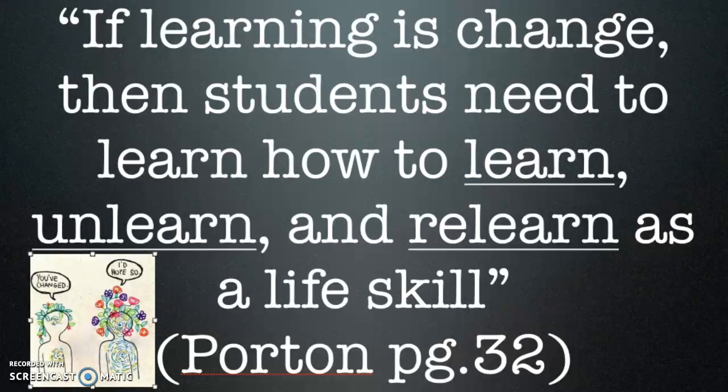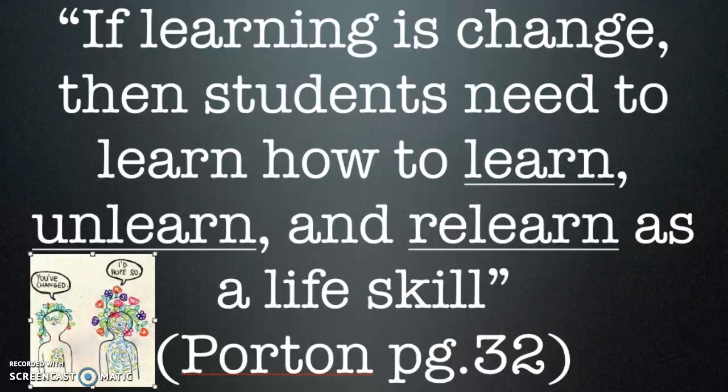by Harriet D. Porton. If you're taking a look at the screen, the quote comes directly from the book on page 32. "If learning is change, then students need to learn how to learn, unlearn, and relearn as a life skill." This is a quote that really resonated with me this week in the reading.